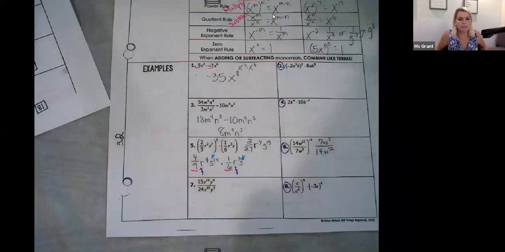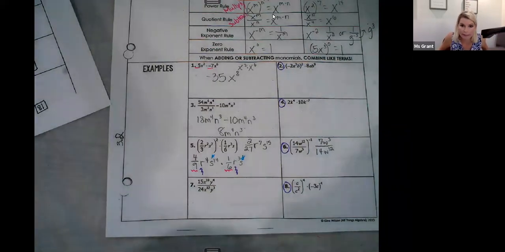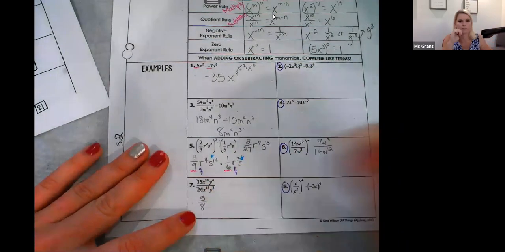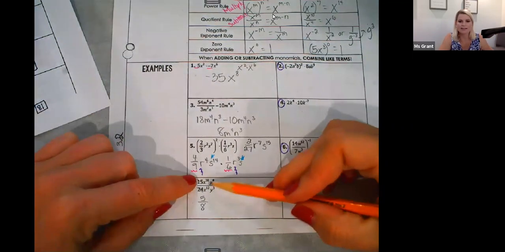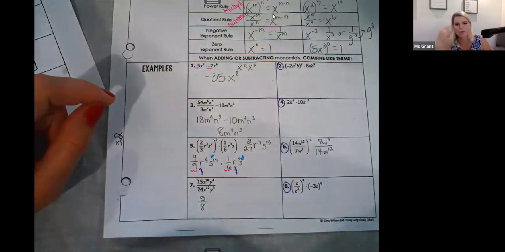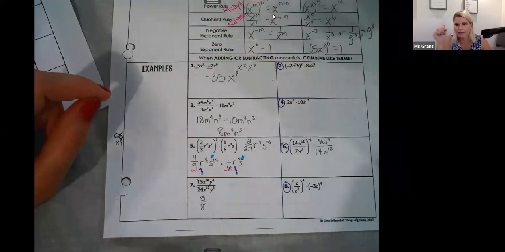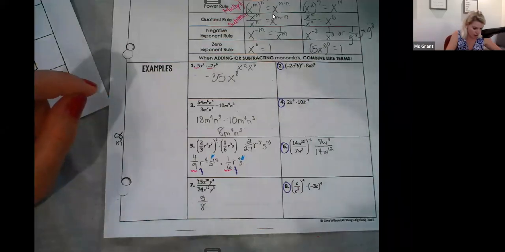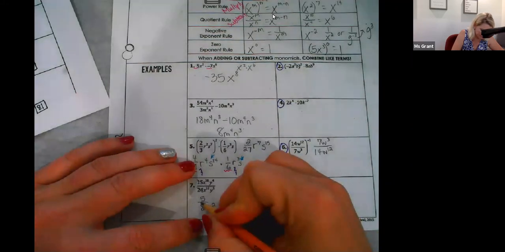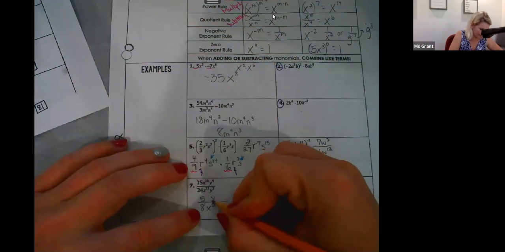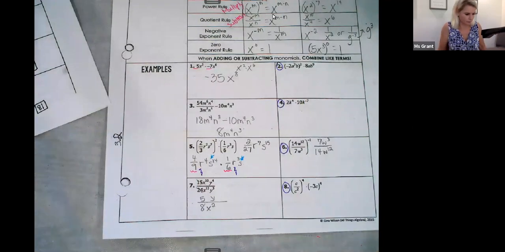All right, number 7, just simplify. 15 over 24, so I have to think of a small number that goes into 15 and 24. 3, right? 5 over 8. Now, if there's x to the 10th and x to the 12th, there's 10 on top and 12 on the bottom. So if there's 10 x's on top and 12 on the bottom, I need to notice that there's still going to be 2 in the denominator after I simplify. y to the 4th over y to the 3rd is just going to leave me with 1 y above. There you go.